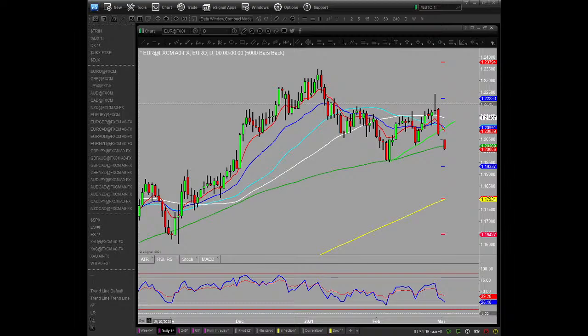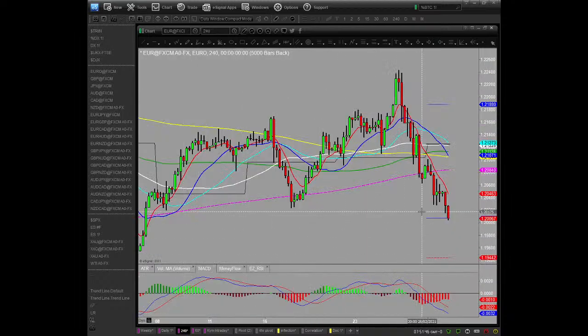Sorry, I've got a bit of data missing on my euro at the moment, but as you can see, it's rolling down at this stage. Yesterday it moved south as well, so just continuing, as I say, to the downside, with dollar strength coming through.